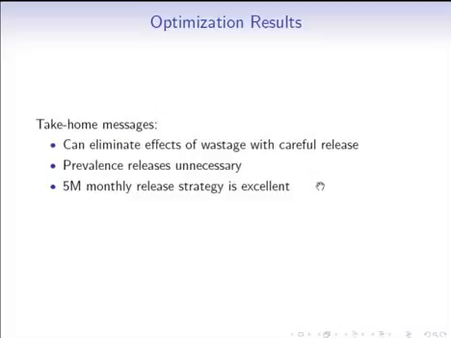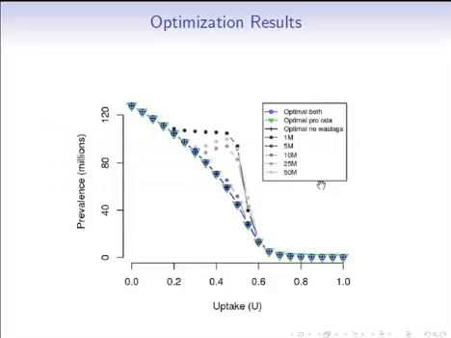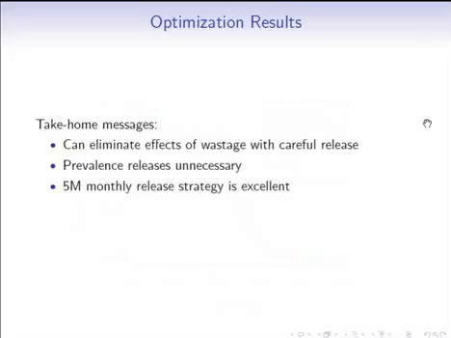Finally, it turns out that the strategy of releasing 5 million courses monthly is an excellent strategy for this particular scenario. This, of course, isn't true if we change the parameters of the disease. But some of the bad news is that at least for swine origin influenza, the measured rates of uptake are around 20%. So when we go back to this graph, at 20%, antivirals are just not that effective. And so ultimately, if we'd like antivirals to have a bigger effect, we have to somehow increase the rates of uptake.